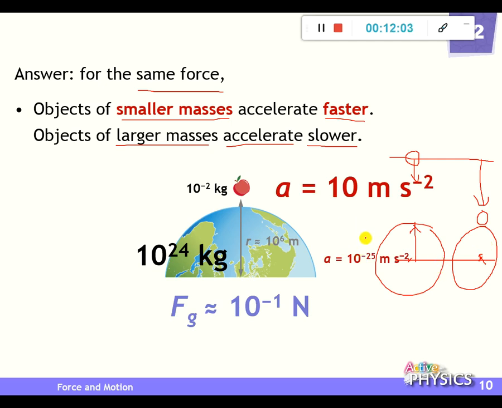Okay, after the calculation, you can find that a should be near to this value, 10. The actual value should be 9.81. But how about the acceleration of the Earth? It will be very very small.